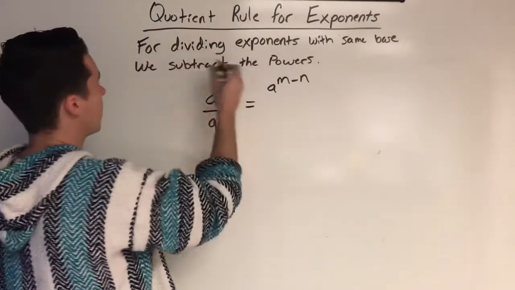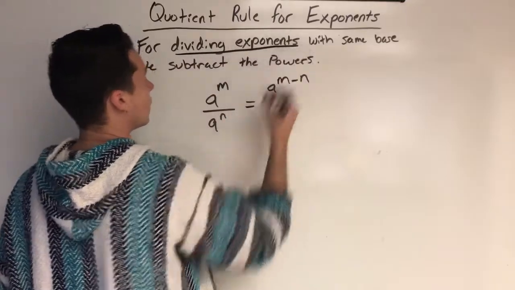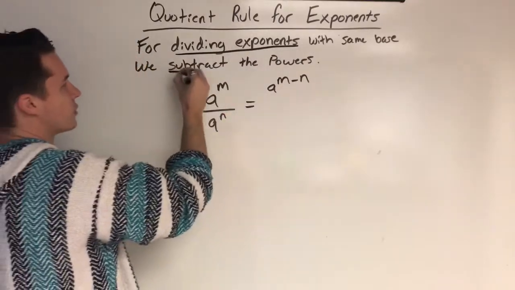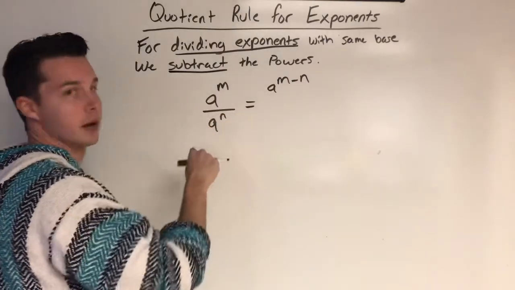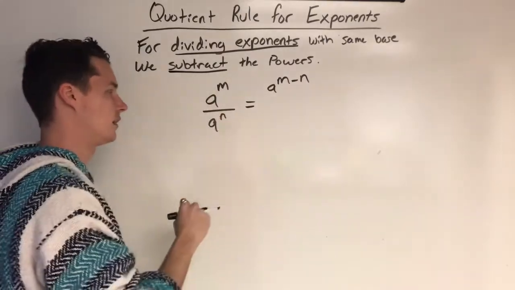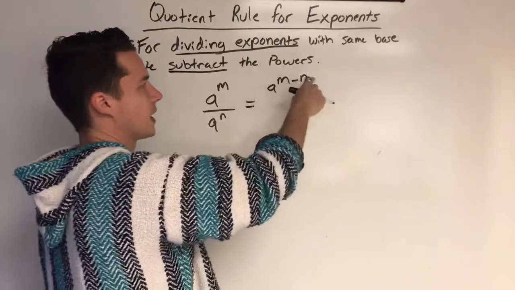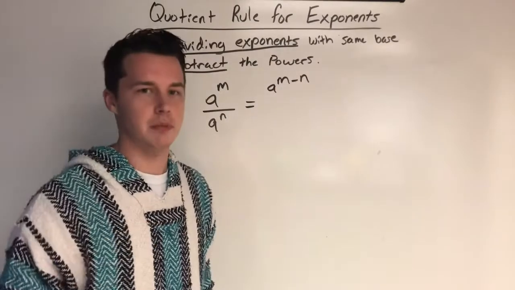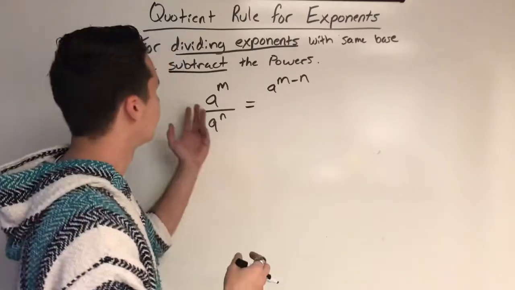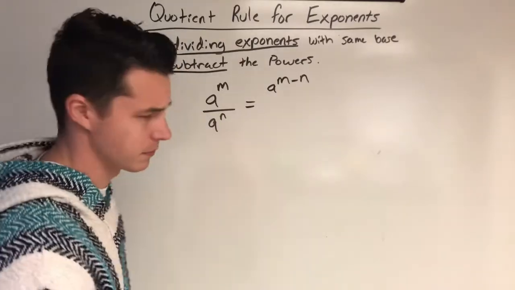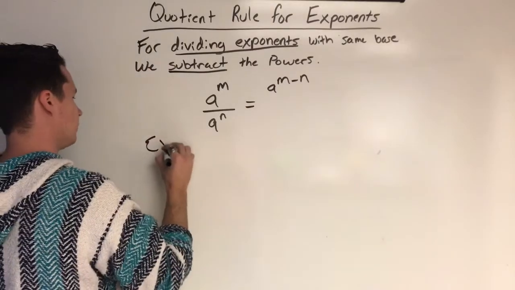So, for dividing exponents with the same base, we subtract the powers. So if we have a raised to the m divided by a raised to the n, this is the same way as a to the m minus n. This is pretty much the opposite of the product rule, where we're multiplying them, we added together the exponents. Well, now we're dividing, so we're going to subtract the exponents. So let's do an example.